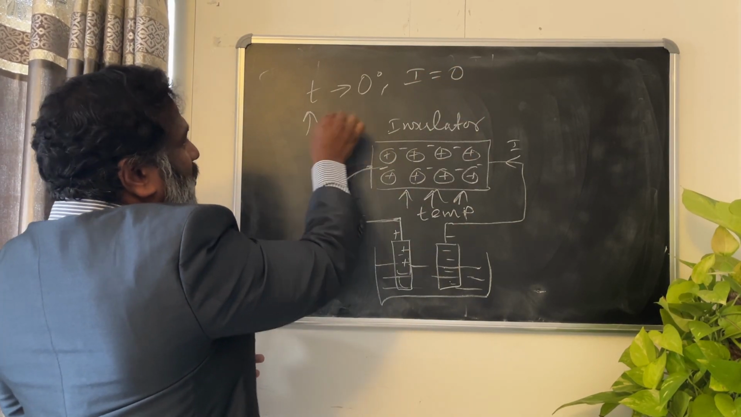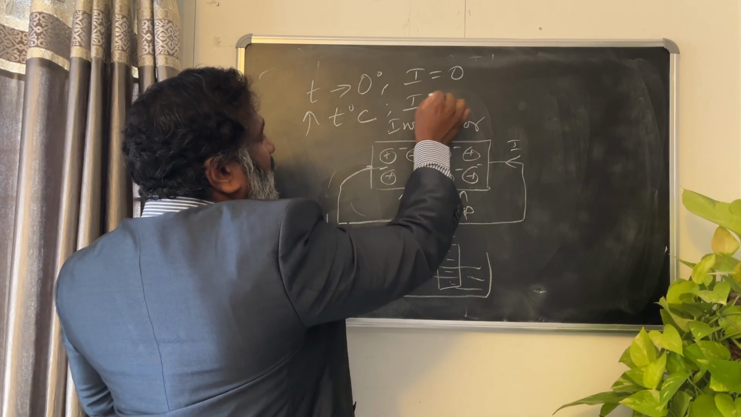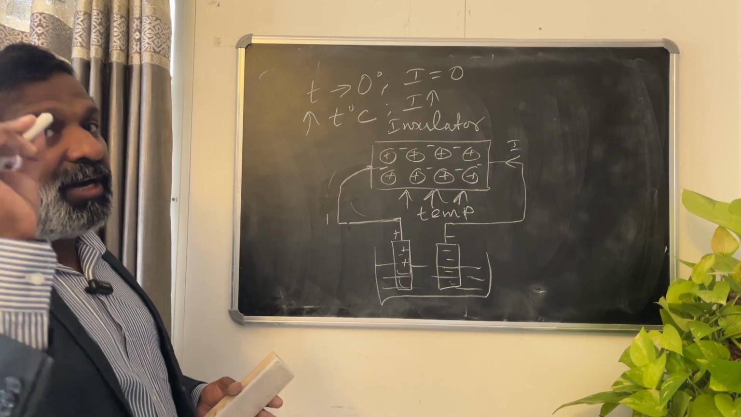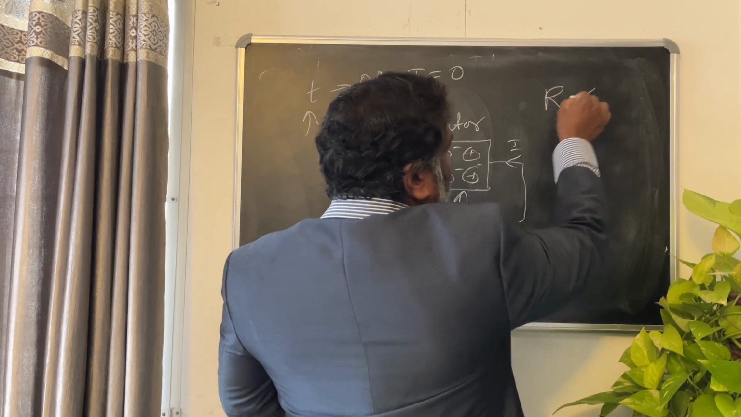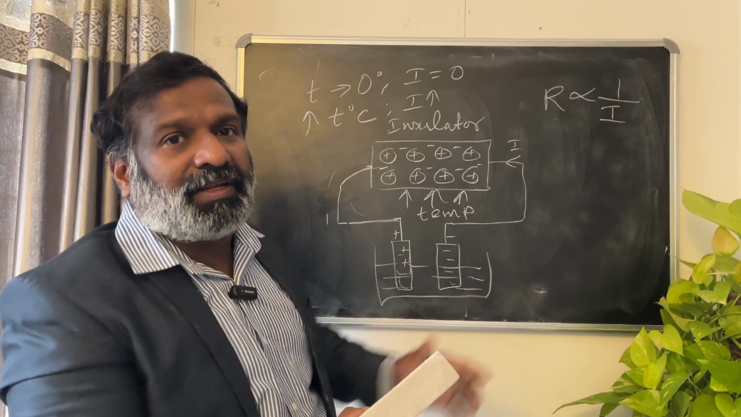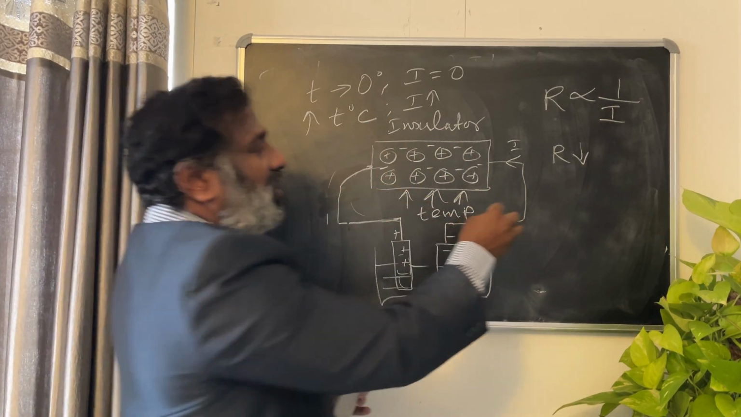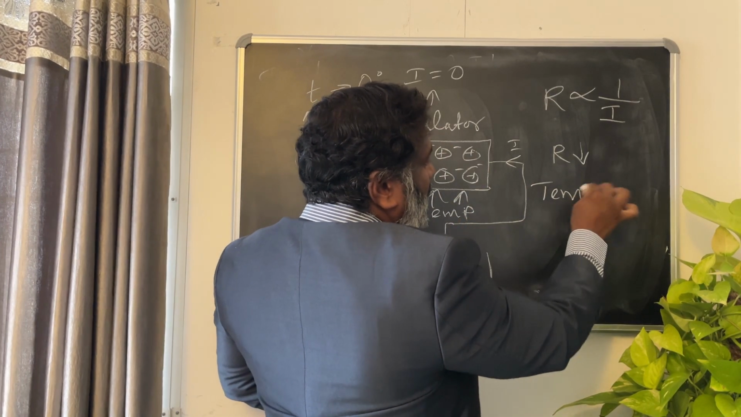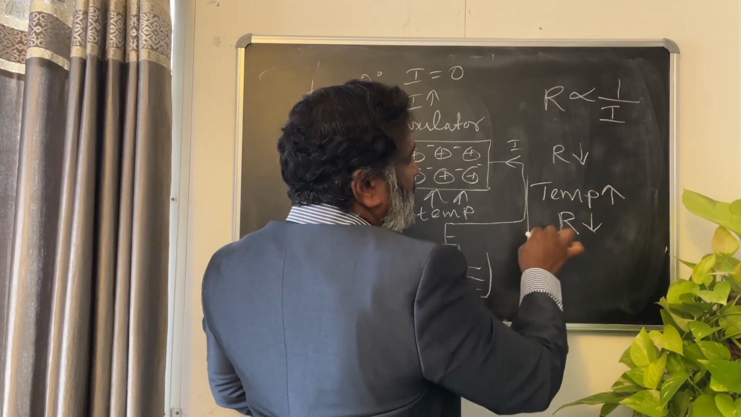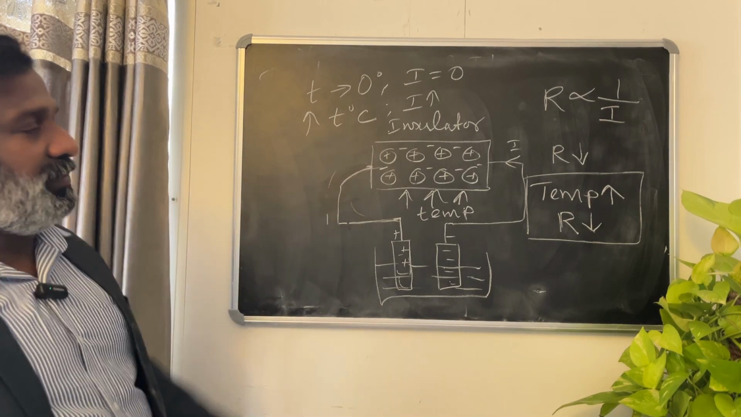When I increase the temperature to T degree centigrade, current flows. Current flow increases. Also, we have discussed that resistance is inversely proportional to current. When current increases, what is the meaning? Resistance decreases. So resistance decreases with increase in temperature in the case of an insulator.